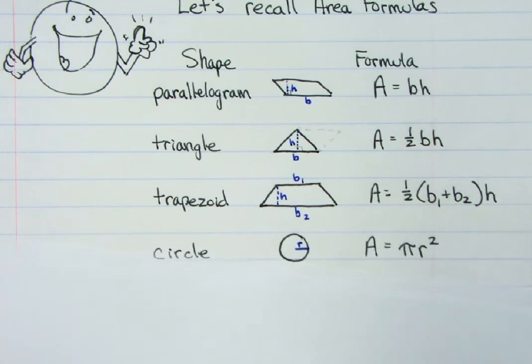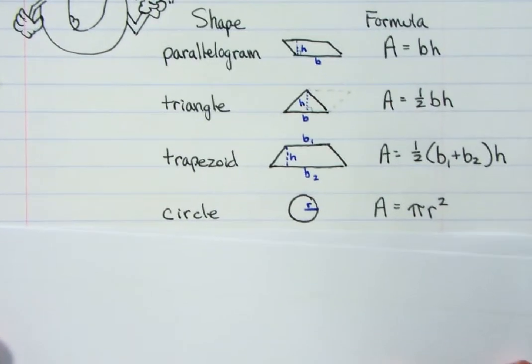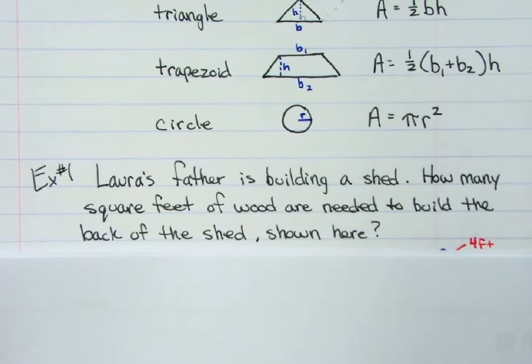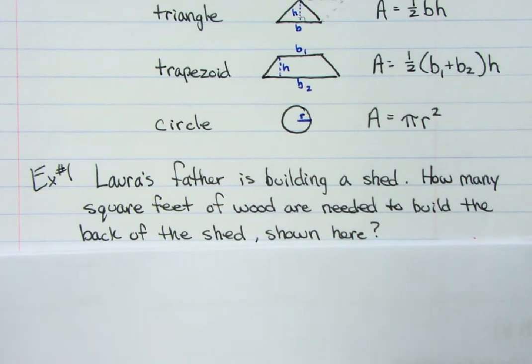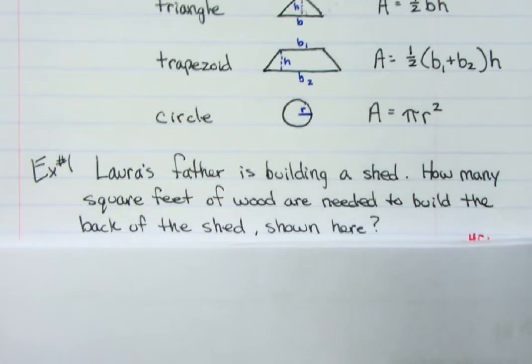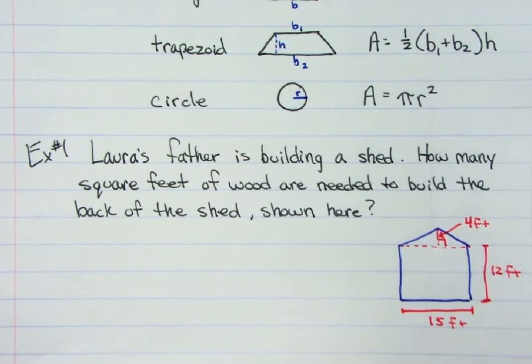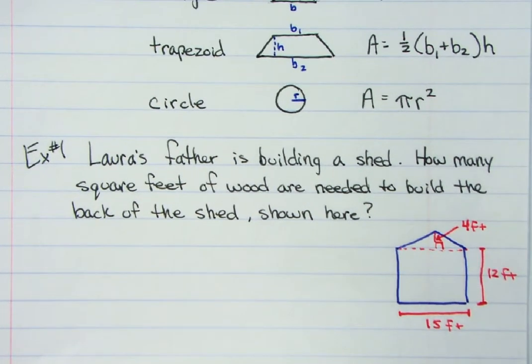And then, of course, we have our circle. Area equals pi r squared. Okay, so let's take a look at our first example. Laura's father is building a shed. How many square feet of wood are needed to build the back of the shed shown here? So this is the shed. Take a moment to go ahead and draw that picture.